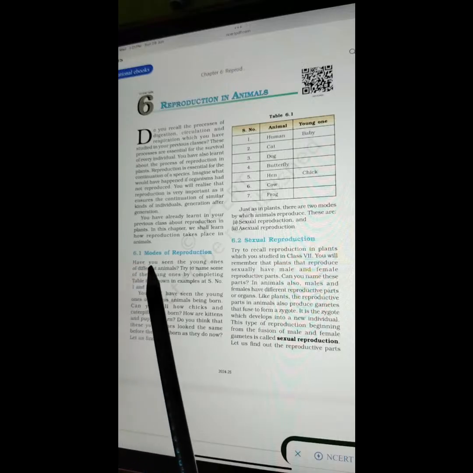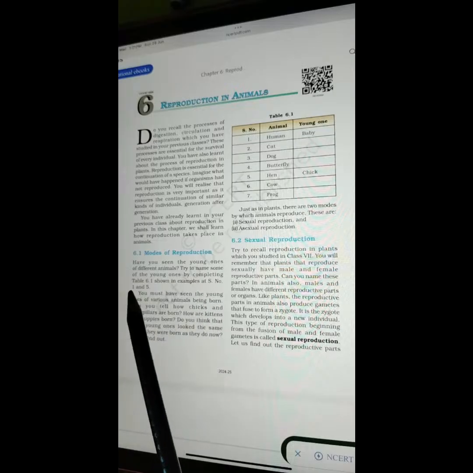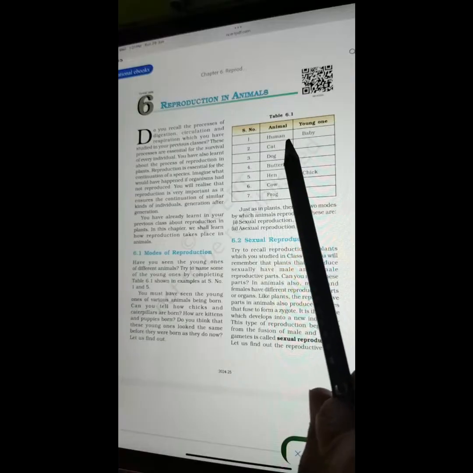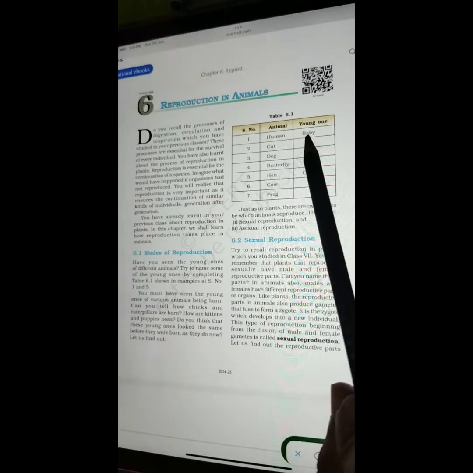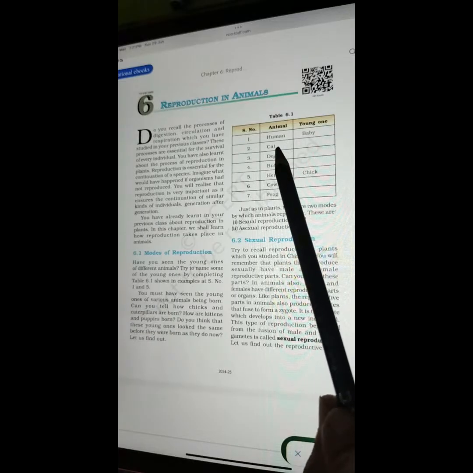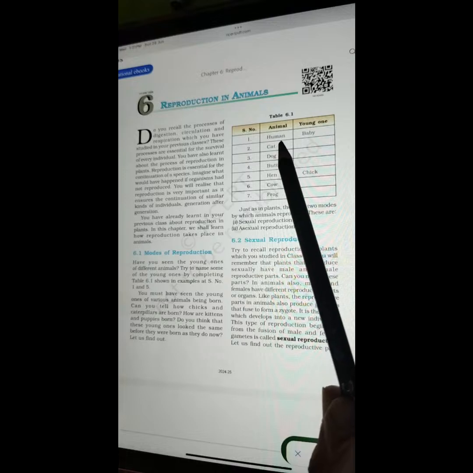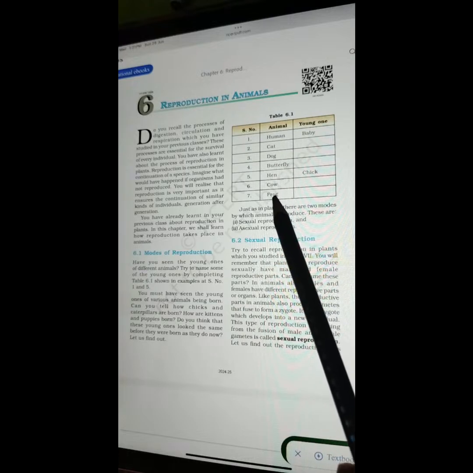So, 6.1 Modes of reproduction. Have you seen the younger ones of different animals? Try to name some of the young ones by completing table 6.1 shown in examples at serial number 1 to 5. So, you are requested to complete as the young one of human is known as baby, of hen is known as chick. Similarly, you need to find out the young one names of cat, dog, butterfly, cow, and frog.